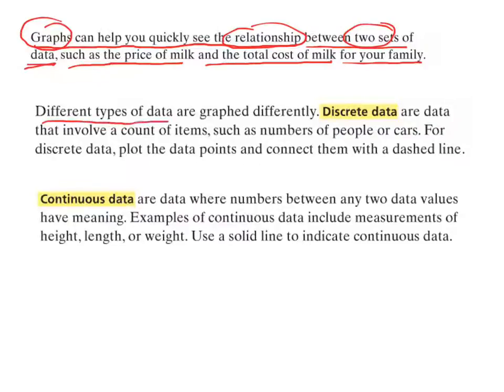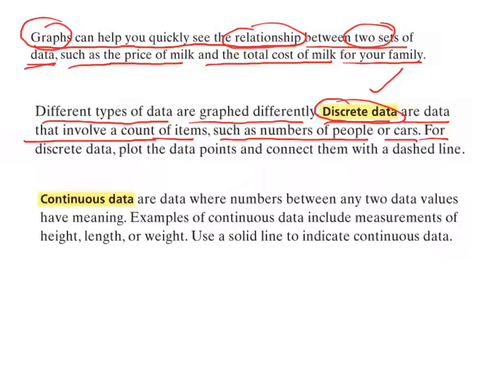Different types of data are graphed differently. Discrete data are data that involve a count of items, such as numbers of people or cars. So what is discrete data? Any data which involves counting of items, such data is called discrete data.